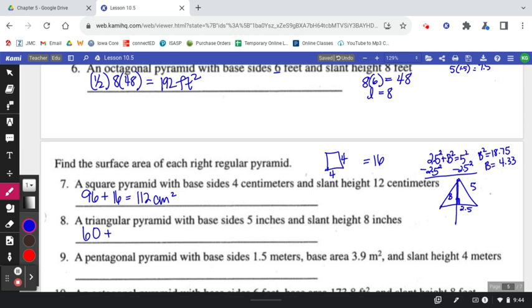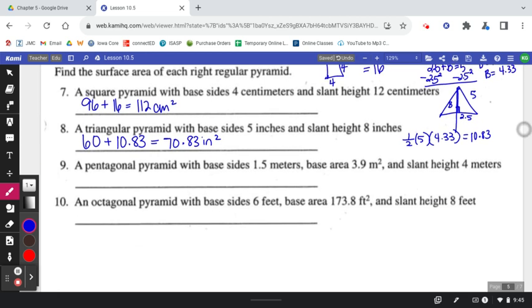So for the area of this triangle, half the base times the height is 10.83. So I'm going to add that to my sides for a total of 70.83 inches squared.